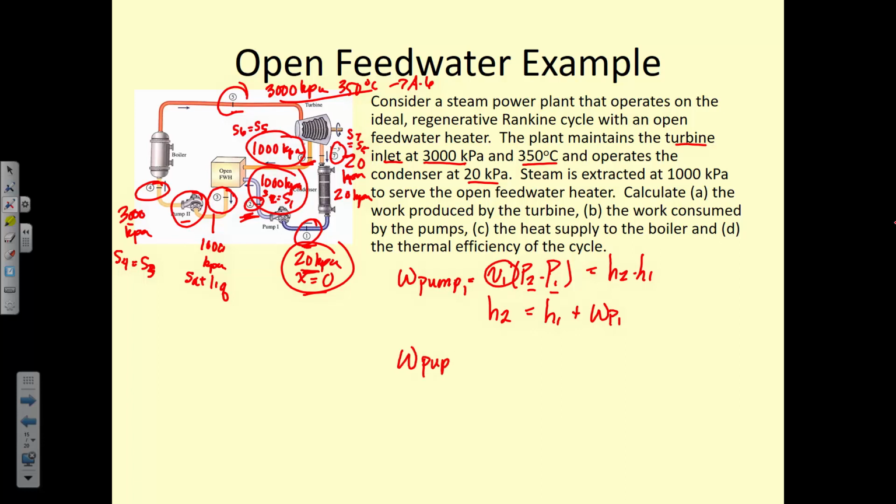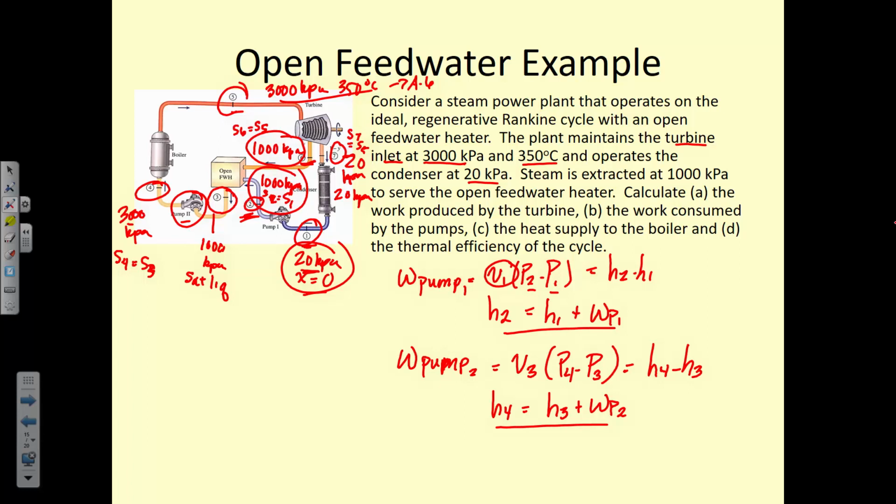Same thing for pump 2. Pump 2 is V3 times P4 minus P3 is equal to H4 minus H3. So H4 is equal to H3 plus the work of pump 2. So that's how we find H2, that's how we find H4.